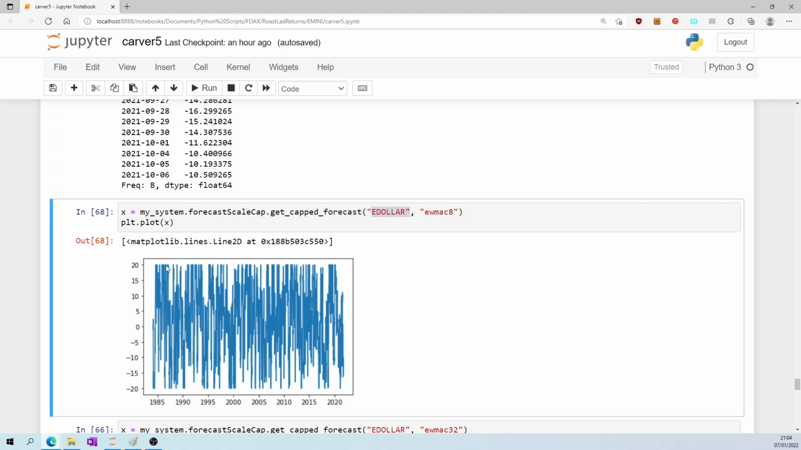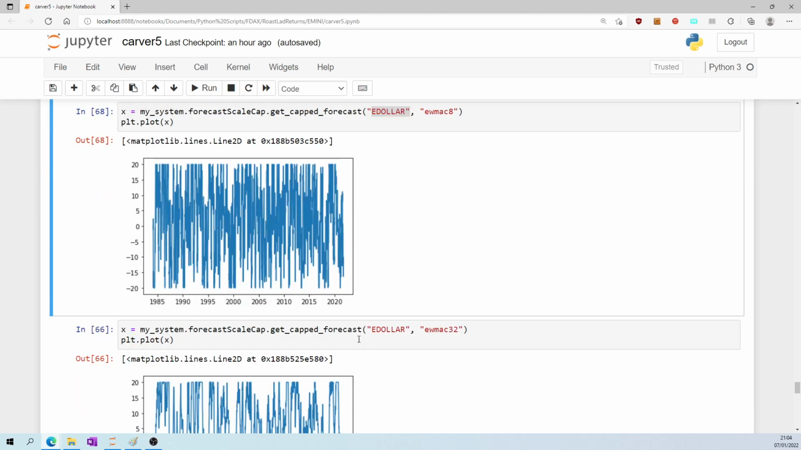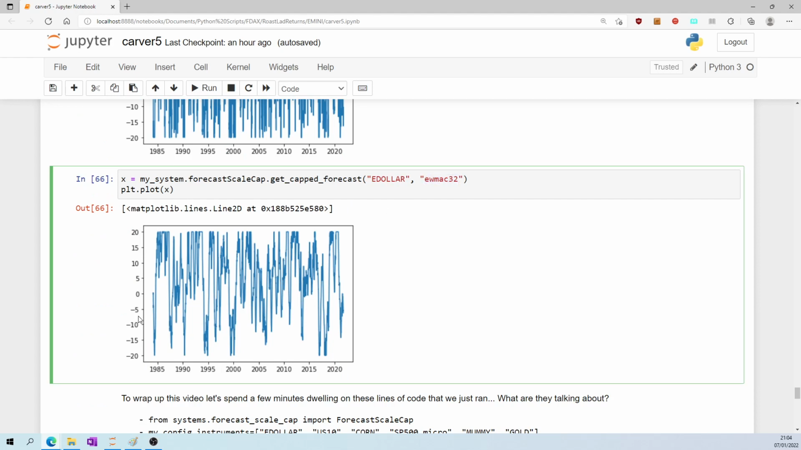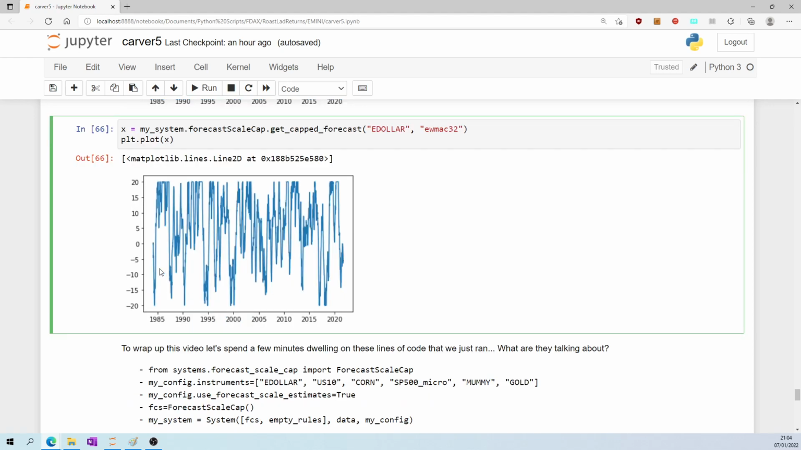In theory, some of these forecasts wanted to go higher than plus 20, or they wanted to go lower than minus 20, but Rob does not permit that. He caps it because he doesn't want the system compelling you to take on very large positions, either long or short, because it can spell disaster. And a similar plot, but for the EWMAC32 rule, again, scaled between minus 20 and plus 20.